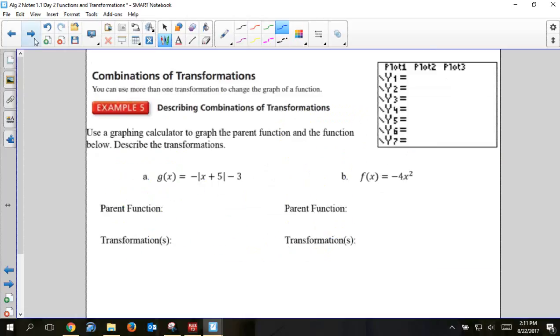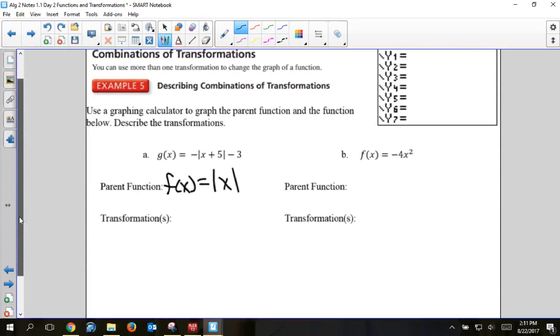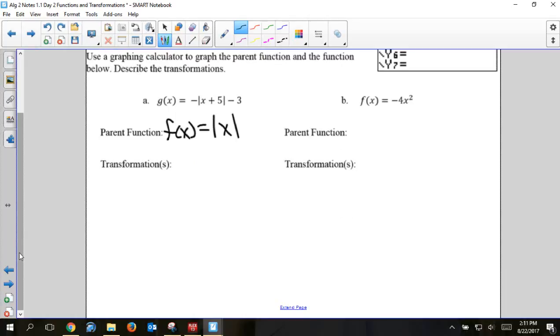We have to describe combinations of transformations. So here, what you want to do with question A is you want to first figure out what's the parent function for this one. What family does it belong to? Absolute value. Excellent. So we're going to write down our parent function is f of x equals absolute value of x. And then we're going to look at our parent function, and we're going to look at our new function, and you have to tell me anything that's different from absolute value of x to negative absolute value of x plus 5 minus 3.